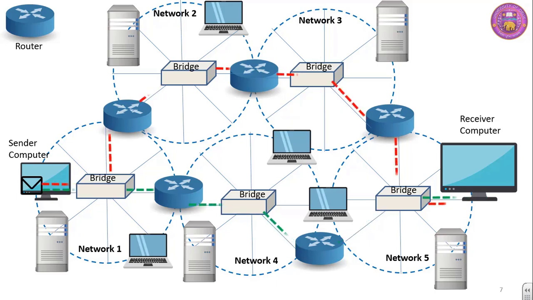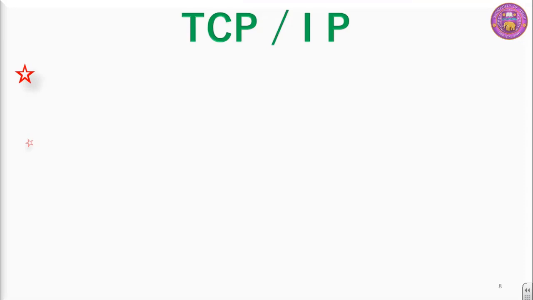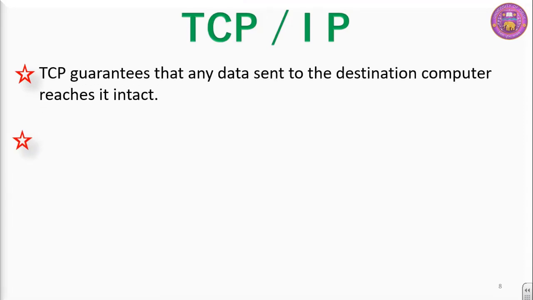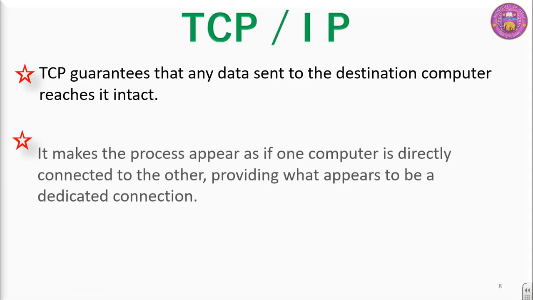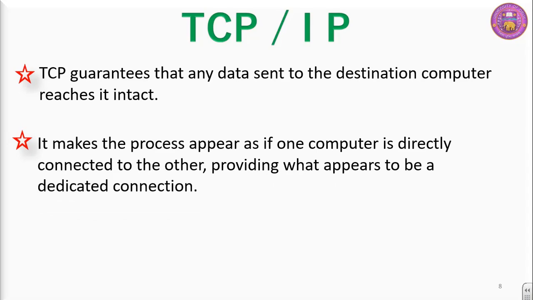The TCP in the beginning divided the message into different packets, and once these packets reach the receiver computer, the TCP at the receiver computer reassembles these packets in order to make it a complete message, and then that message is shown to the receiver computer. TCP guarantees that any data sent to the destination computer reaches it intact. It makes the processor appear as if one computer is directly connected to the other, providing what appears to be a dedicated connection.